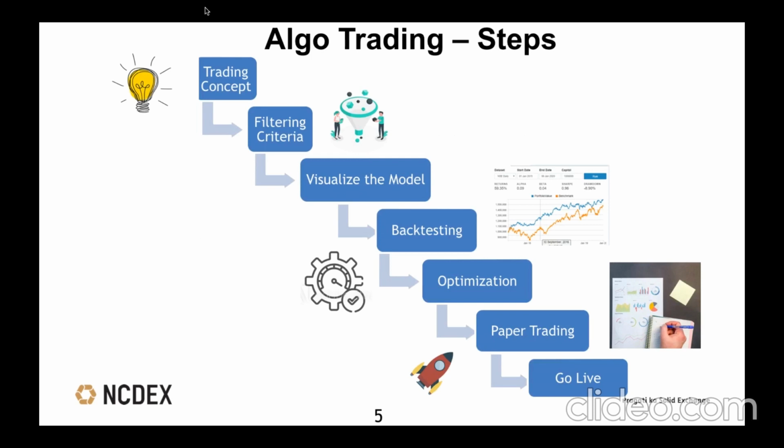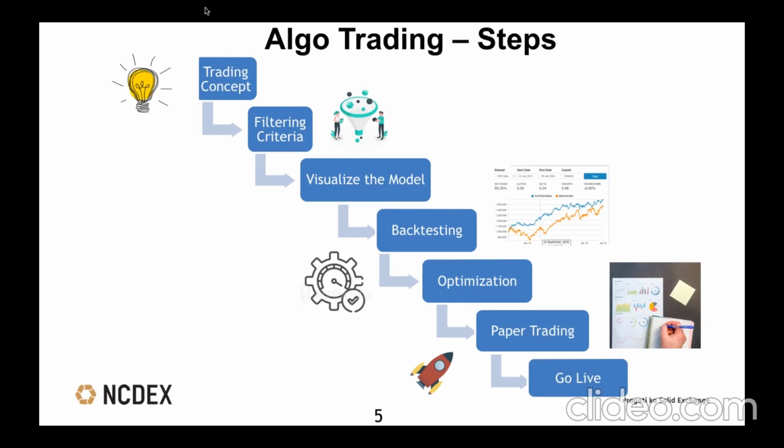Now let us see what are the various stages or steps required to be followed in algorithmic trading. First thing first, we need to have the trading concept or idea in place. So what is the idea which is required to be converted into strategy and finally into algorithm? So the trading concept has to be in place.